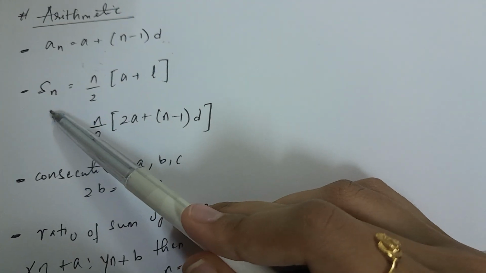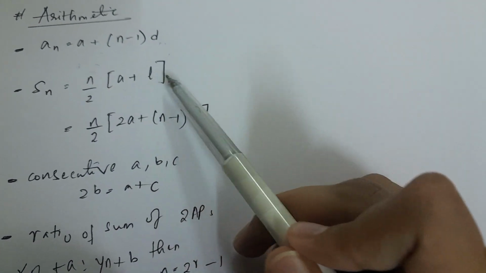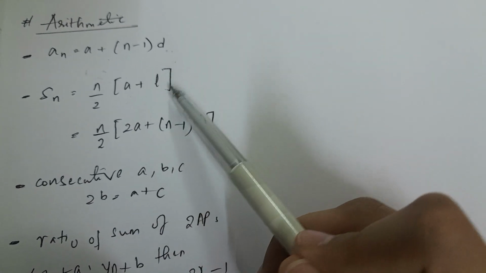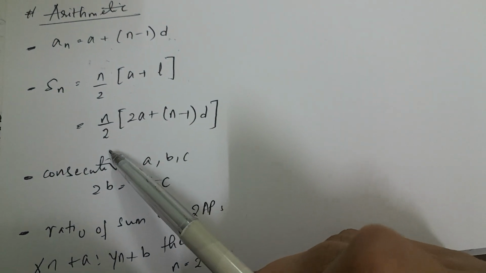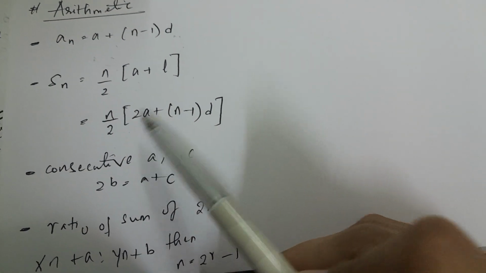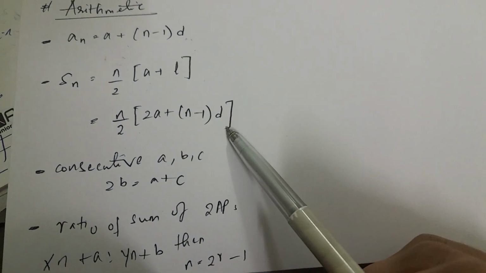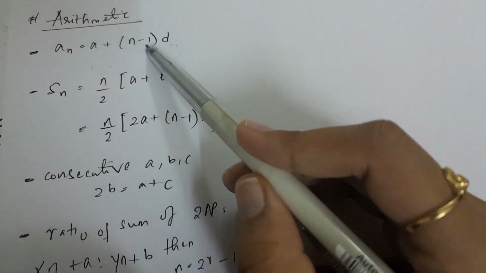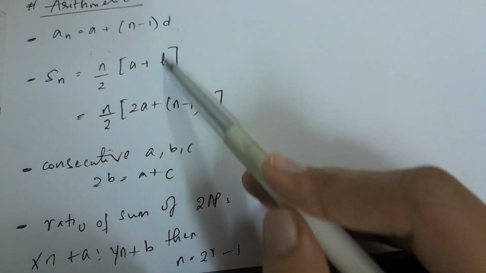And the sum up to n terms can be given as n by 2 times a plus l, where a is the first term and l is the last term, which is also written as n by 2 times 2a plus n minus 1 times d. And this can be derived by simply substituting the value of the last term over here.